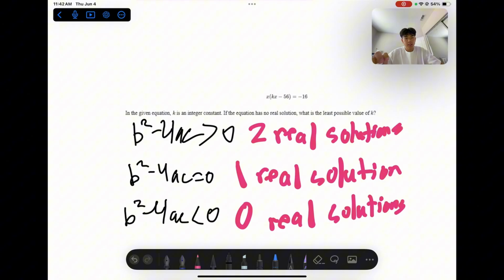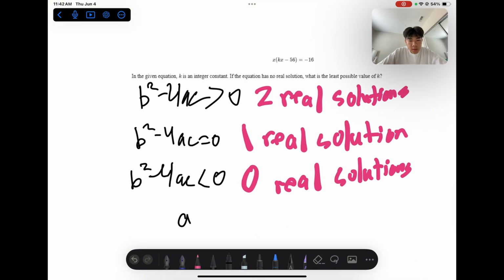And if you don't know what a, b, and c are, they're basically the coefficients in the quadratic equation ax squared plus bx plus c. So a is the coefficient of x squared, b is the coefficient of x, and c is the last number with no variables. So now with this, let's try to solve this equation.